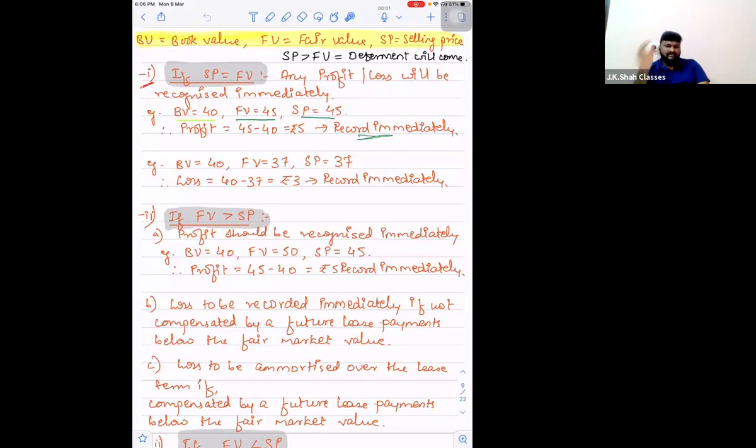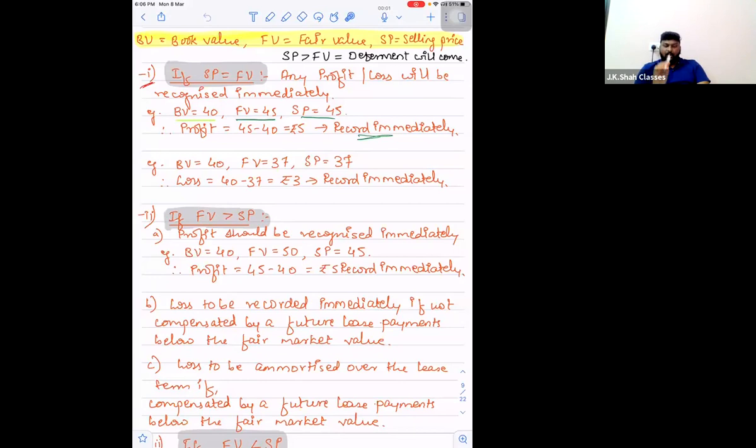Sir, relating to the second point, the fair value is greater than the selling price, right, sir? In the second point, you have written the loss to be recorded immediately if not compensated by the future lease payment. Sir, means if the market value of the lease is 1,20,000 and we are getting the lease at 1 lakh, that's the point, sir. Second one. So yeah, that is the point. So sir, we have to compare the profit with the book value or the selling price, sir.